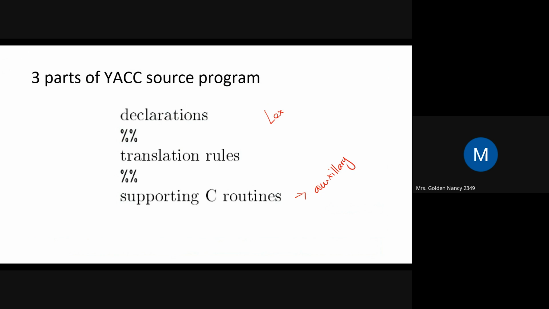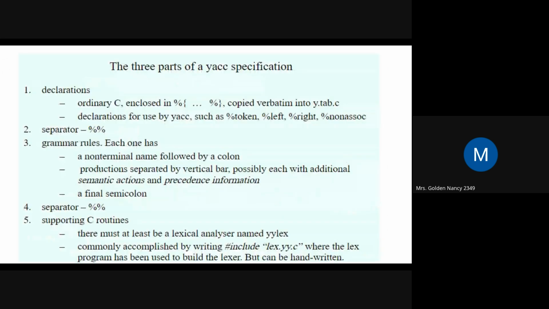Okay, so what will you have in a declaration? Wait, I'll show you. The declaration will have ordinary C declarations, like how you used to declare int A, int B; the same thing you can have. Here the declaration is divided into two parts. One is the normal declaration. Remember, the declaration always starts with percentage open bracket, and inside you'll have declarations, like int A, B.